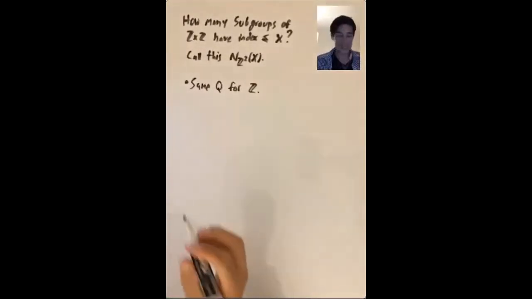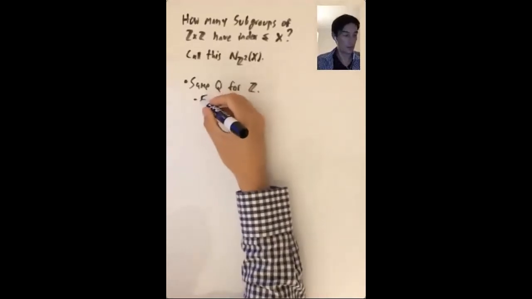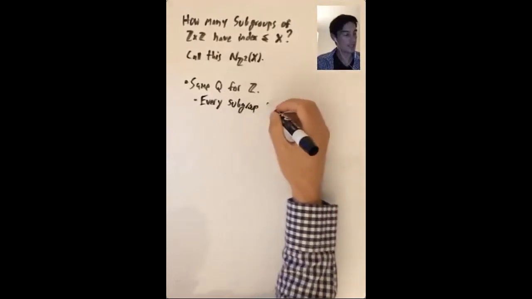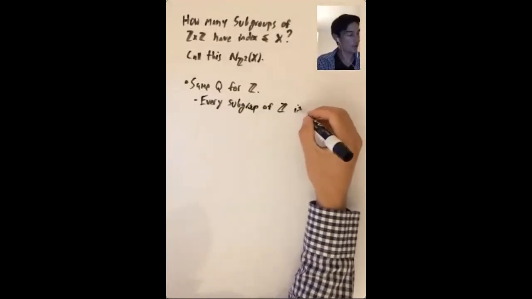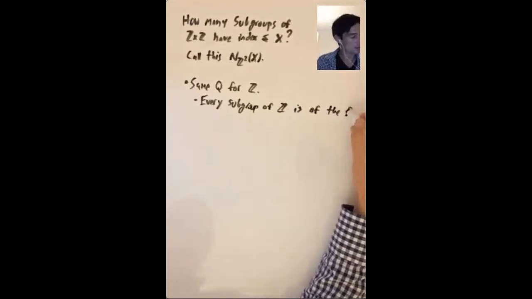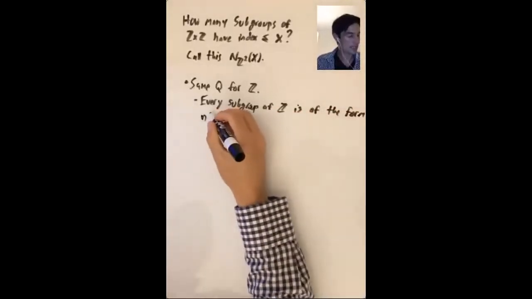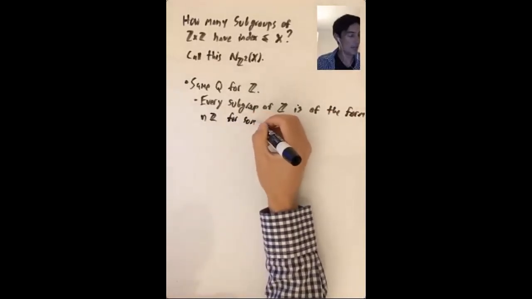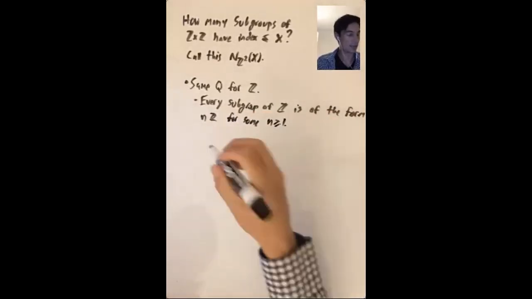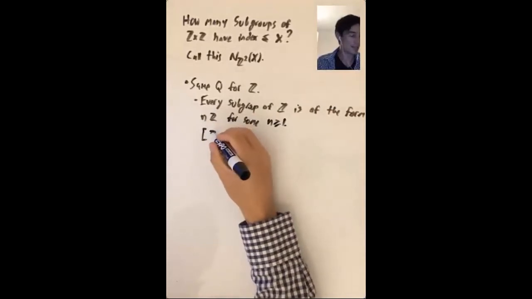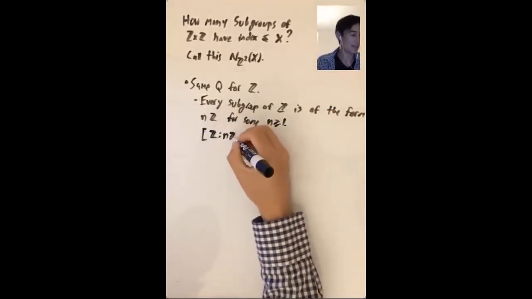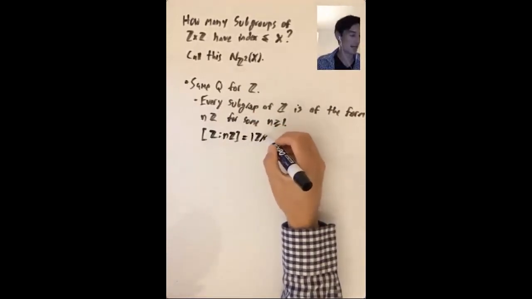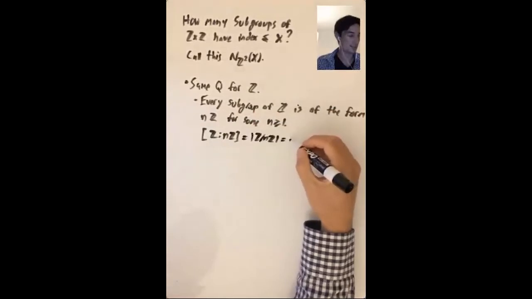Well, what we're going to see very soon, probably next week, is that every subgroup of Z is of the form nZ, all the multiples of n inside of Z, for some positive integer n greater than or equal to 1. And it's not hard to show that the index of this subgroup, nZ, inside of Z is exactly the size of Z mod nZ, which is n.